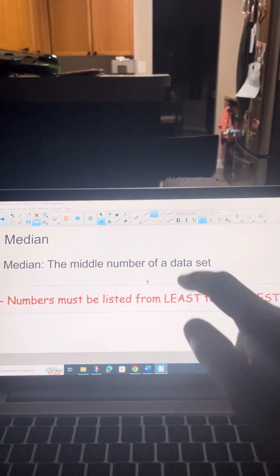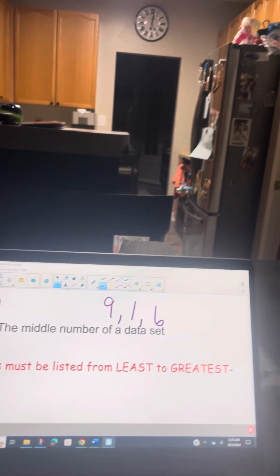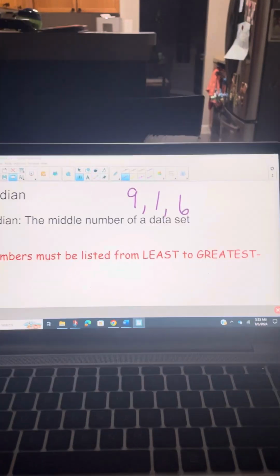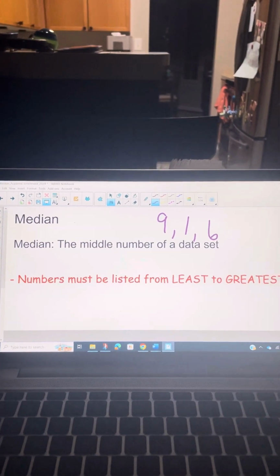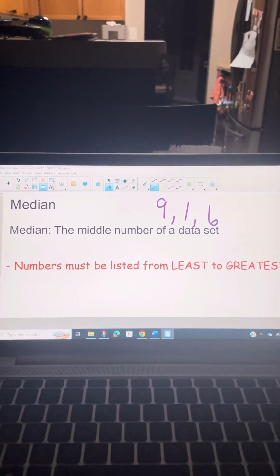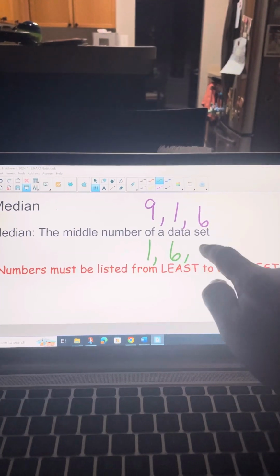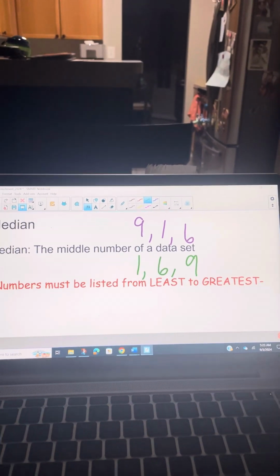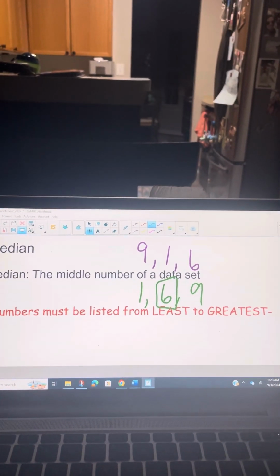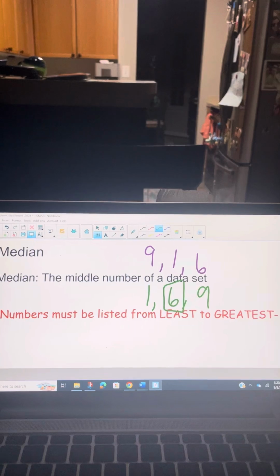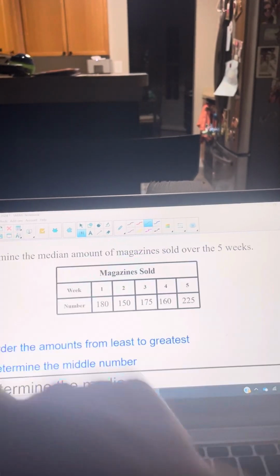For example, if I were to show you the 3 numbers of 9, 1, and 6, just because the number 1 is written in the middle does not make it the median or middle number. Because if I were to put these in order from smallest to biggest, it would go 1, and then 6, and then 9. And clearly, the middle number here is 6. 1 is not the middle number, it's actually the smallest number. Just because it was listed in the middle here does not make it the median.